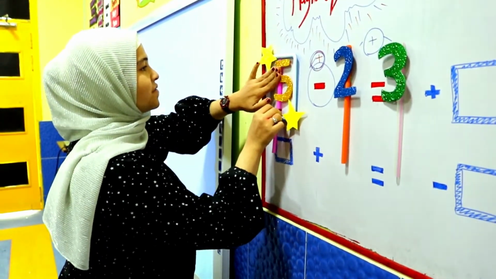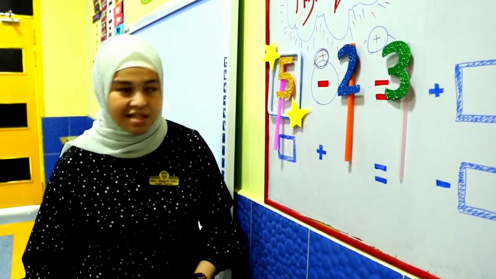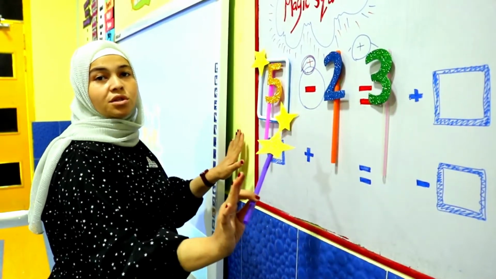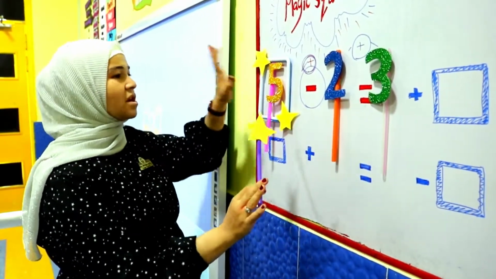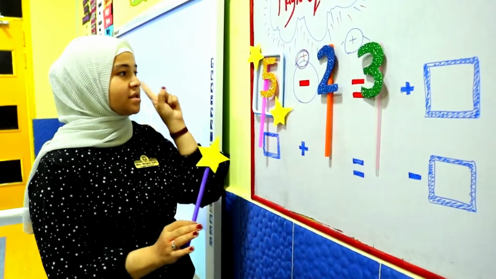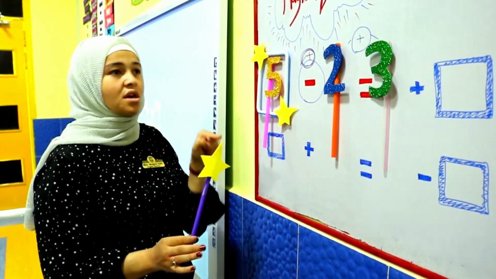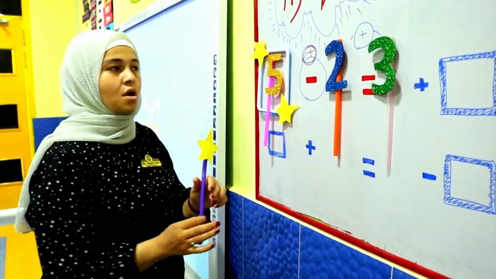I put 5 here, and I say, baby bobbity boo. This is the equation. I found out the result, and now it's my turn to find out if it's true or not, if it's right or not.